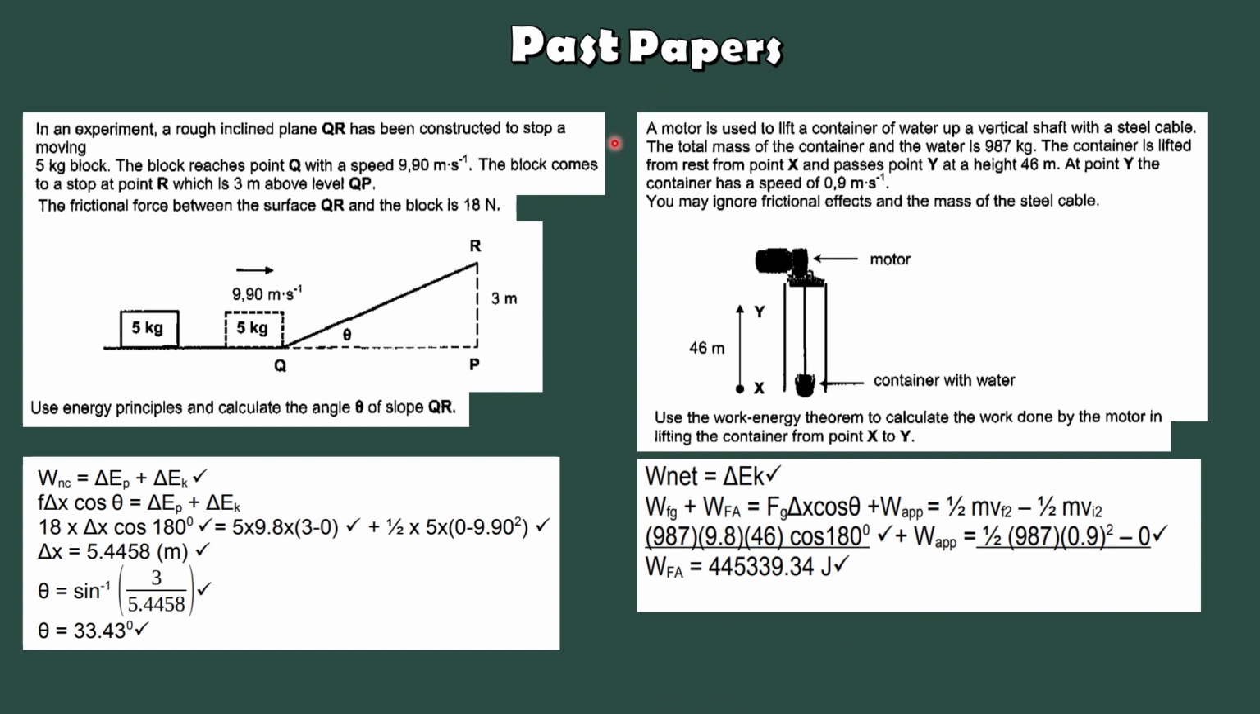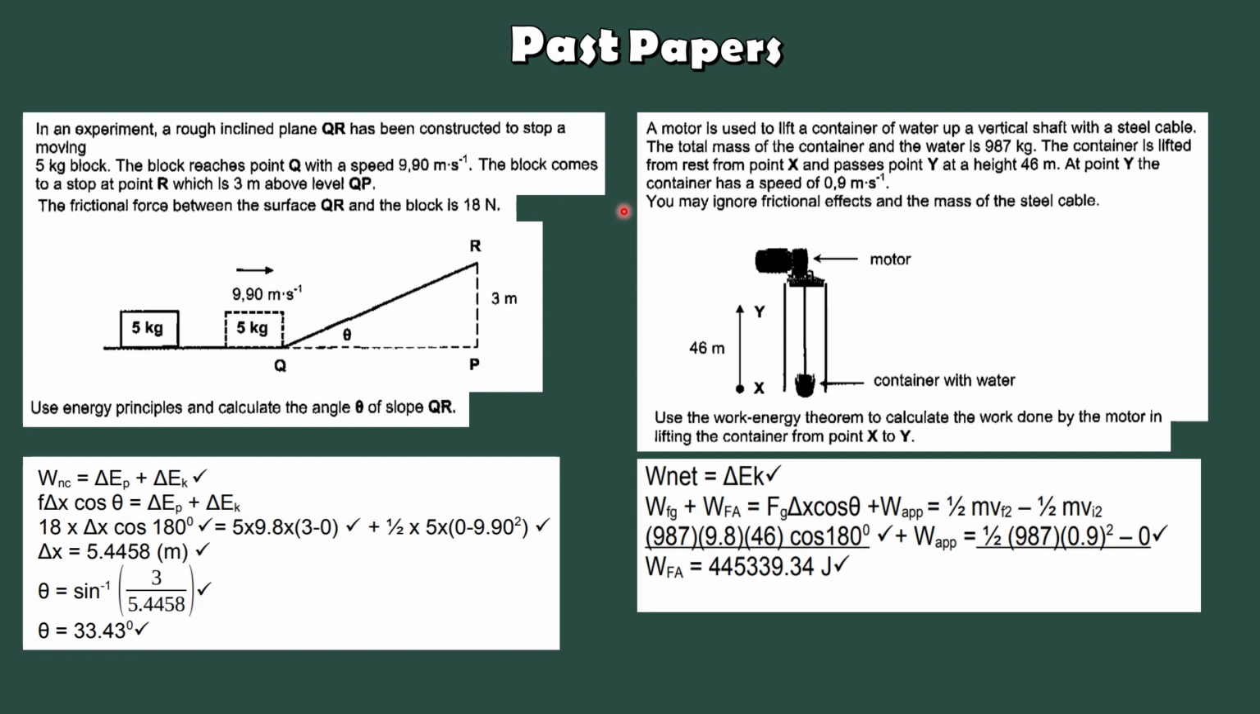A motor is used to lift a container of water up a vertical shaft with a steel cable. The total mass of the container and the water is 987 kg. The container is lifted from rest from point X and passes point Y at a height of 46 meters. At point Y, the container has a speed of 0,9. You may ignore frictional effects and the mass of the steel cable.